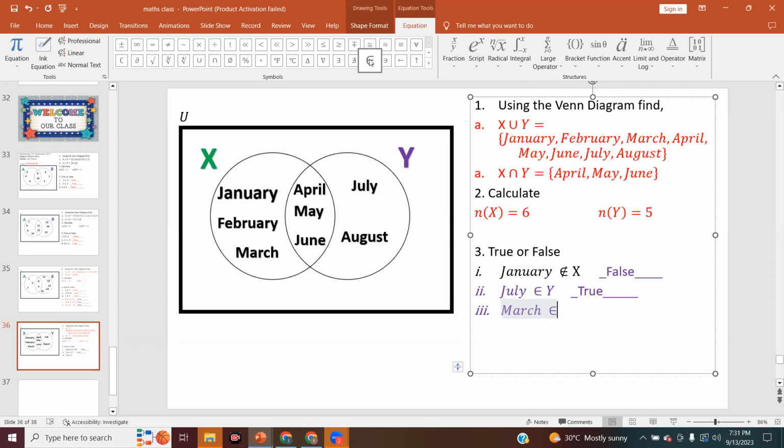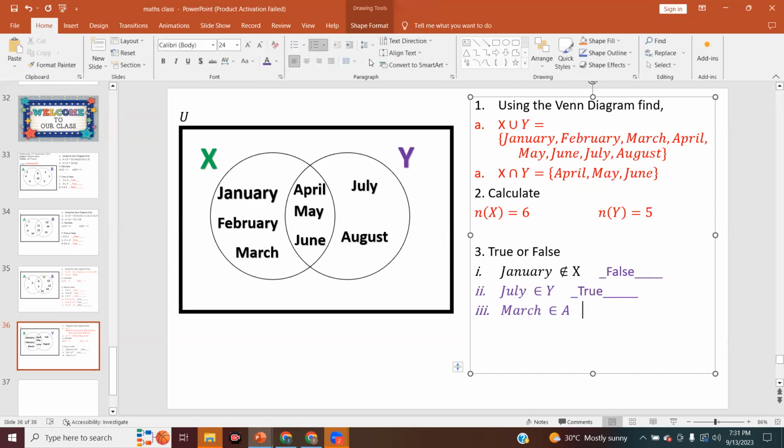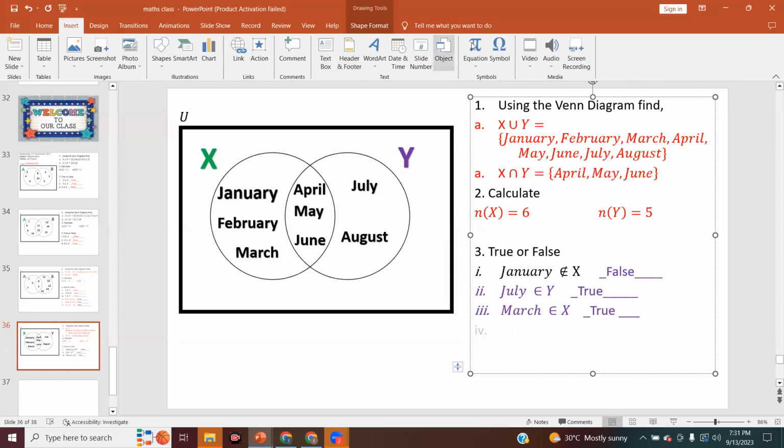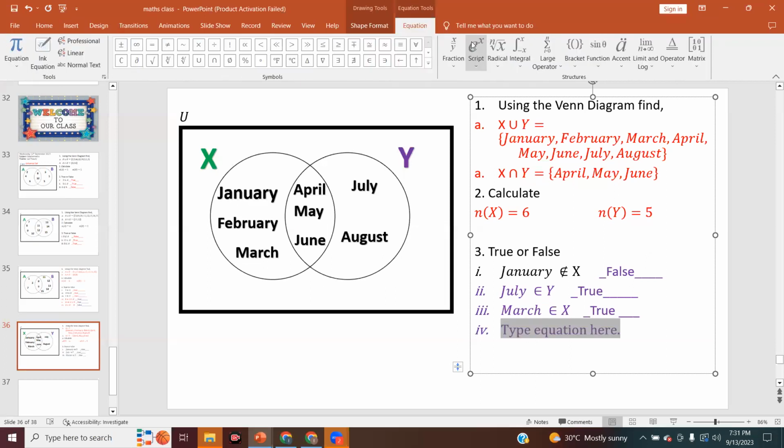Sorry. So March is an element of A. Is that true or is that false? Element of X, but it's true. True. Very good. Now, are you ready for the bonus? Oh boy. You just make it sound so tricky.